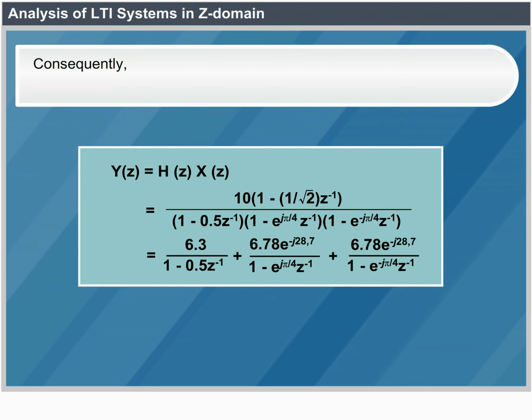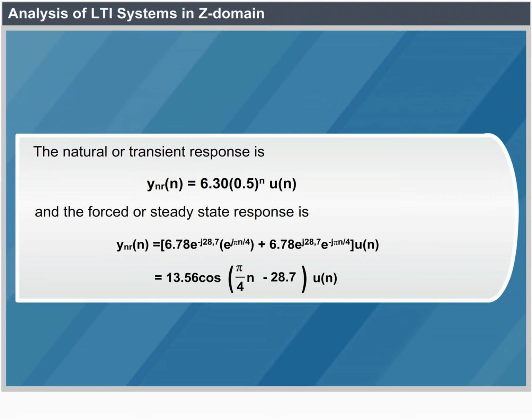The natural or transient response is y_NR(n) = 6.3 (0.5)^n u(n), and the forced or steady state response is y_FR(n) = 6.78 e^(-j 28.7) e^(j pi n/4) + 6.78 e^(j 28.7) e^(-j pi n/4) u(n) = 13.56 cos(pi n/4 - 28.7) u(n).